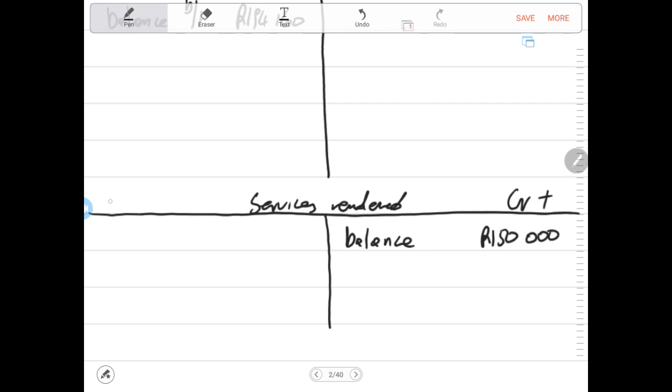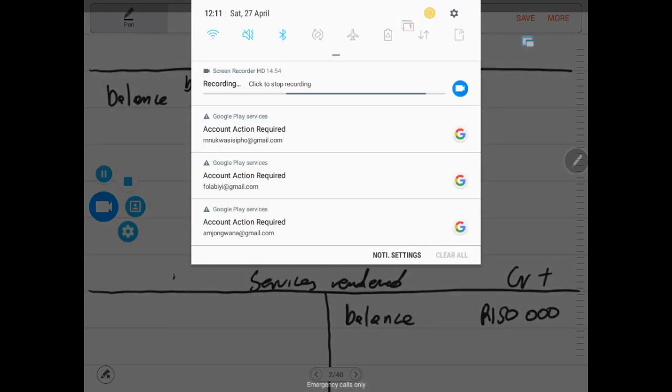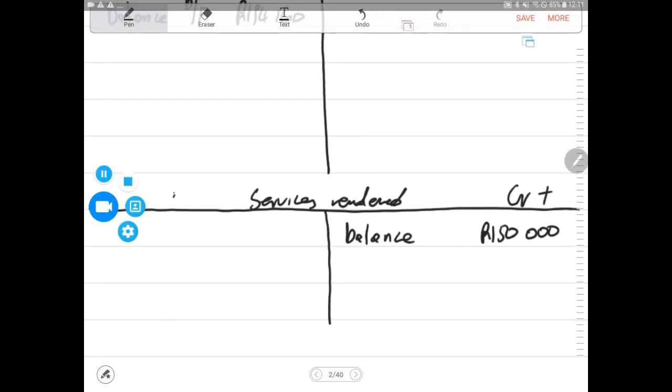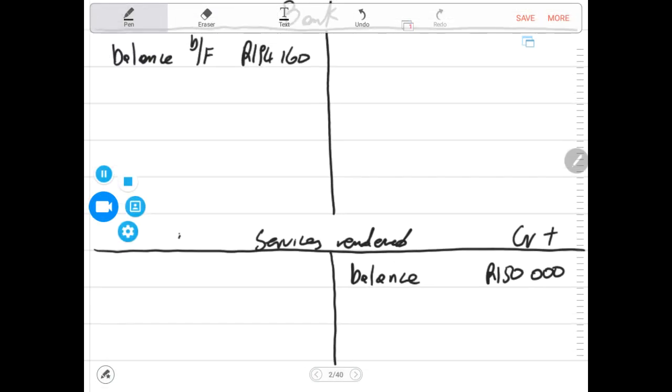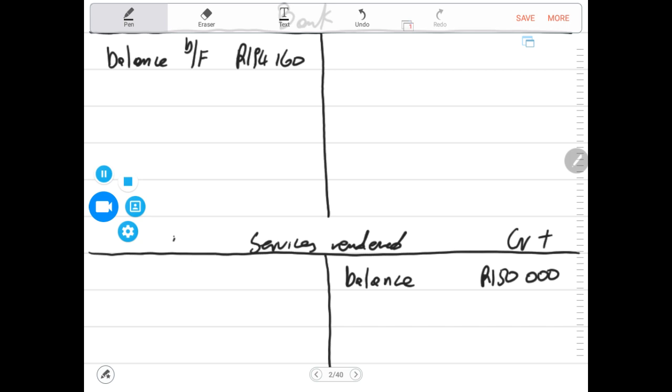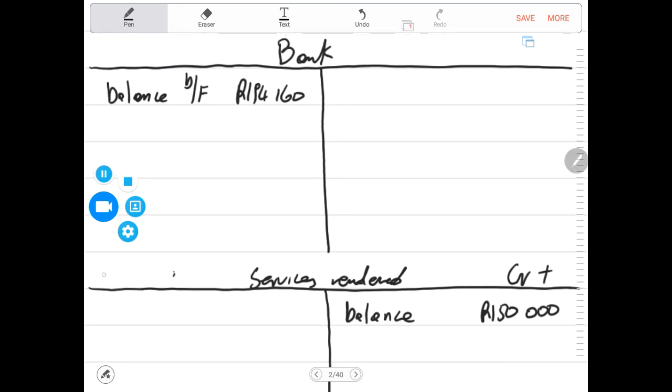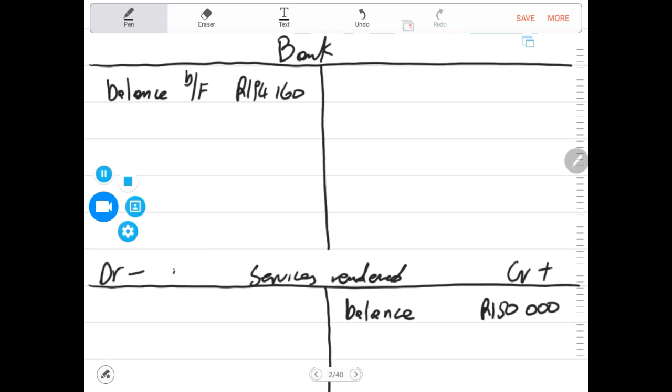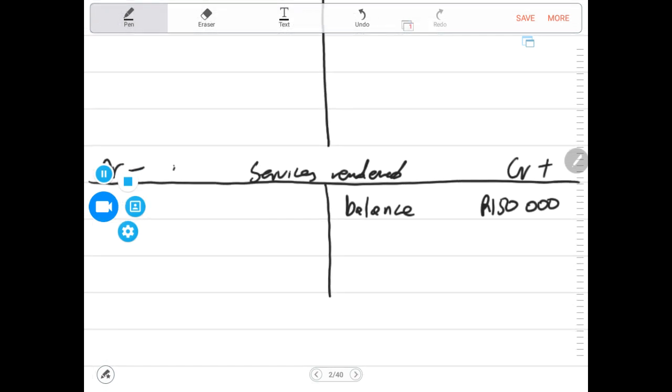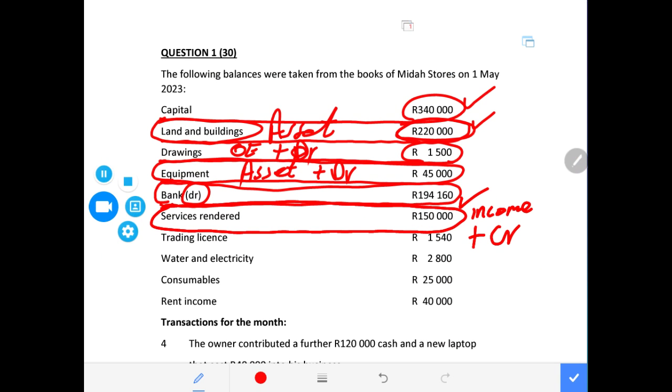150,000 rands. Remember, we always record the opening balance on the side the account is increasing. Then now we have our debit side where services rendered are decreasing. Then we go to the next ledger account or the next opening balance.